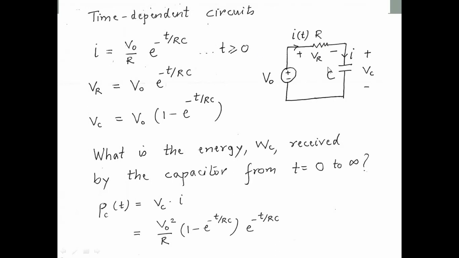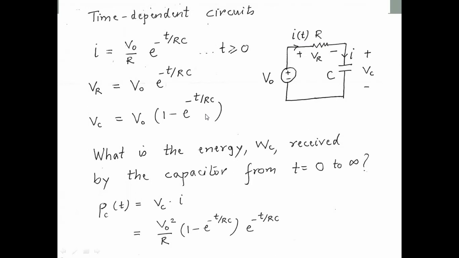So this is a circuit, and we are told that for some time t greater than 0, the current I in this circuit is given by V0 by R exponential minus t by RC. If the current is this, the voltage across the resistor of course is simply I times R, so we get VR equal to this, and the voltage across the capacitor we can also find as V0 minus the voltage across the resistor. That turns out to be this.